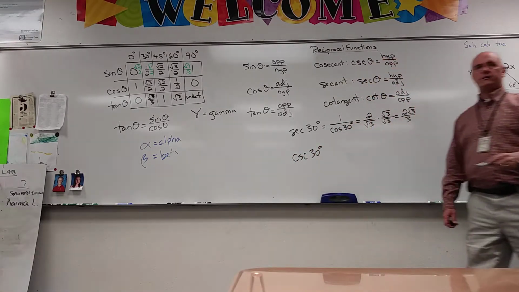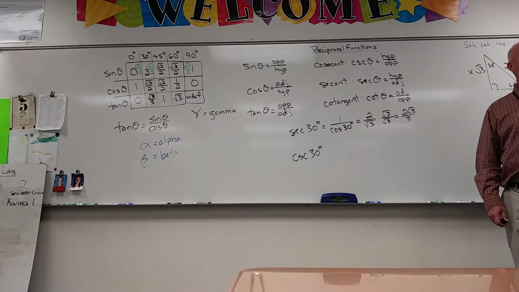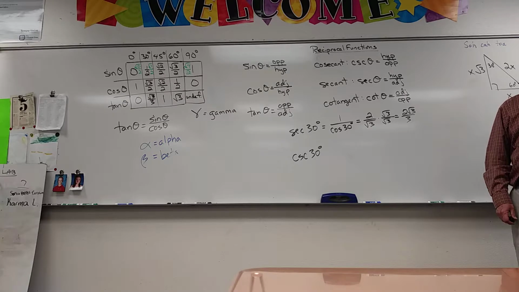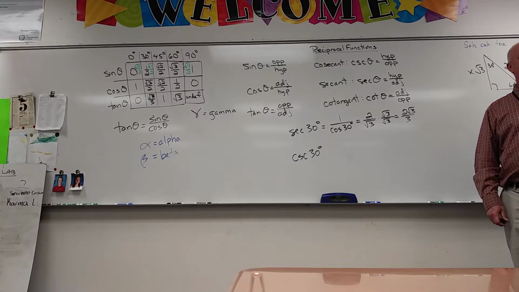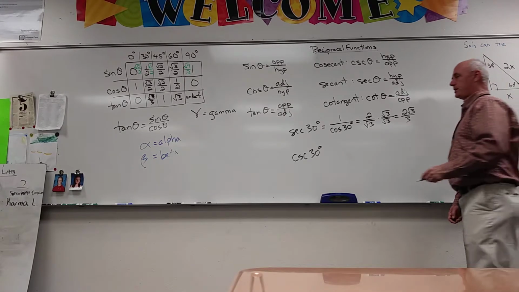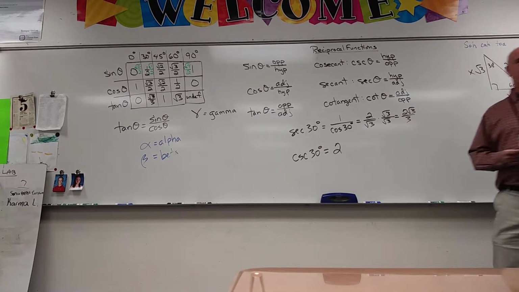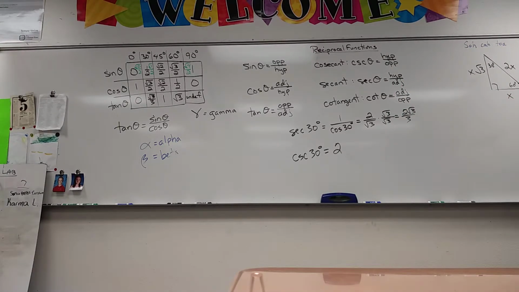What is the cosecant of 30 degrees? It is the reciprocal of the sine of 30 degrees. Since the sine of 30 degrees is 1/2, the cosecant of 30 degrees is 2. We like that one better. Questions there?